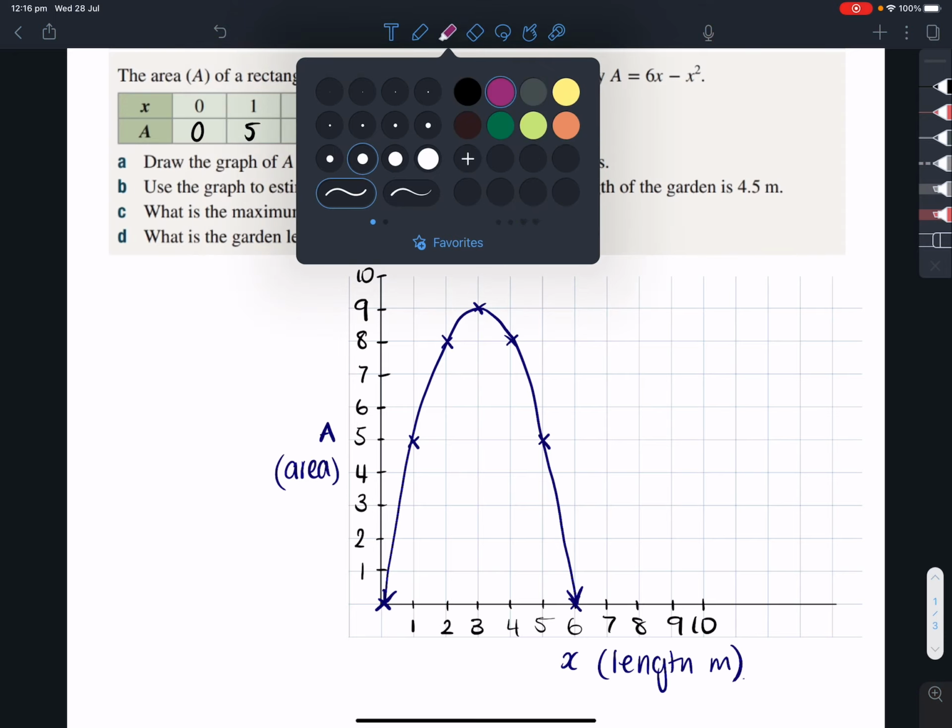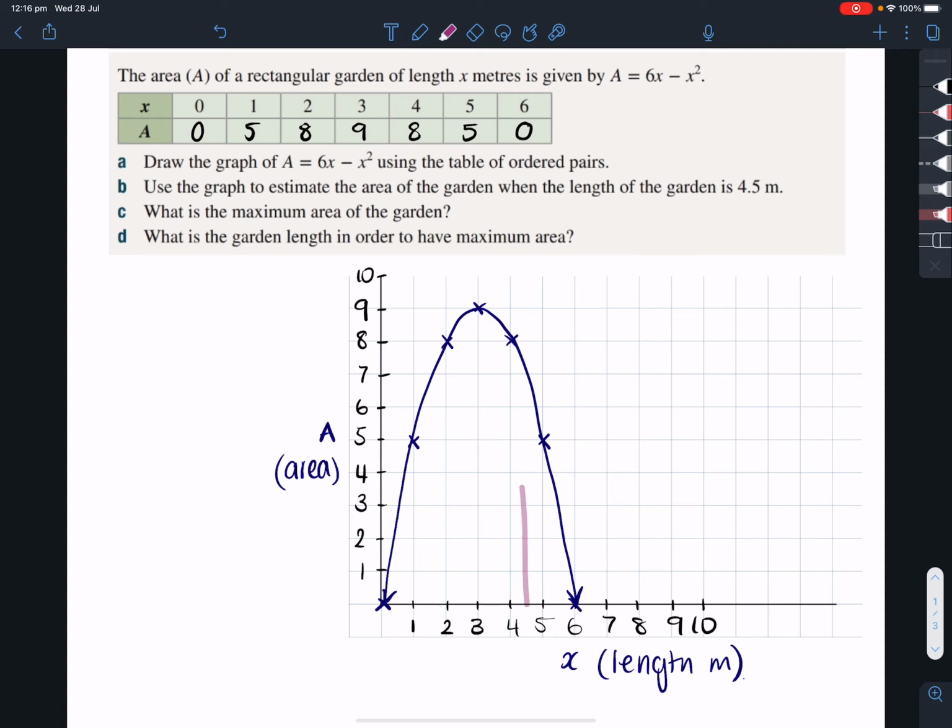Just grab a highlighter. So 4.5 is here. You want to draw all the way up until your line hits the parabola. Is it straight? Yep.